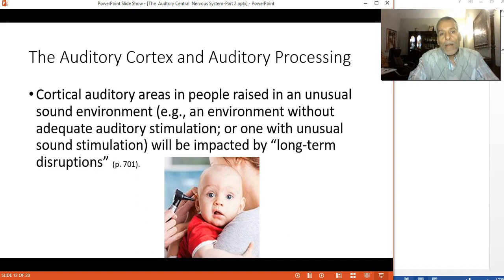So for people who are raised in unusual sound environments, the cortical map, the auditory cortex itself, is going to be altered. It will not connect correctly. In unusual environments, for example, we mean either they have no adequate auditory stimulation, they don't hear sounds frequently or language and so on, or one that doesn't have sound stimulation.